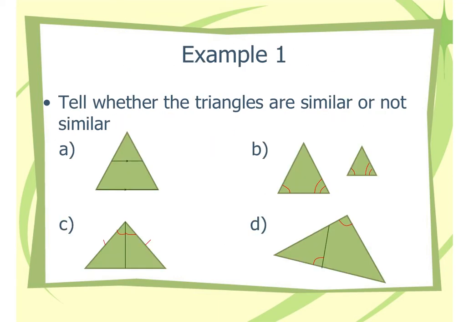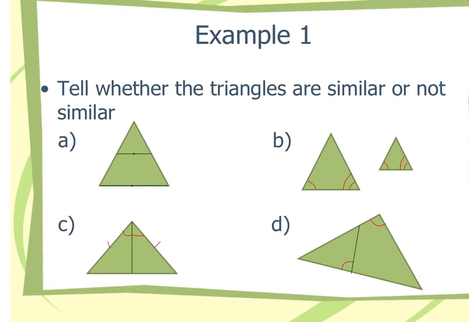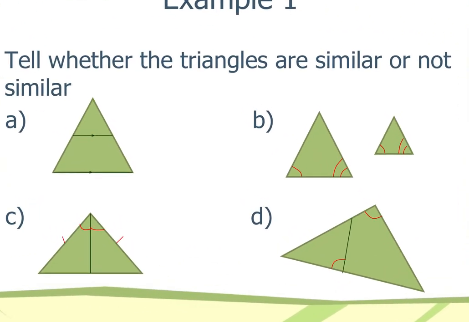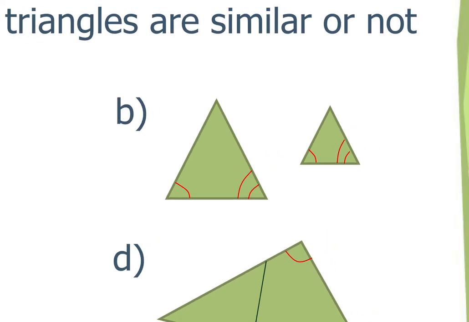All right, example 1, okay? That is all we are learning in this lesson. The rest of the time we're doing examples, okay? So in example 1, tell whether the triangles are similar or not. We're going to start with B.